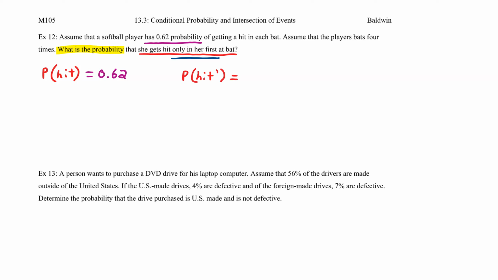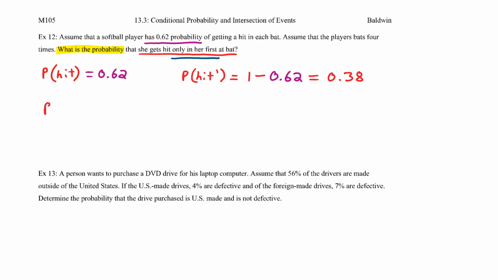And so if we remember, the probability of an event and the probability of the complement of the event always add up to equal 1. So we can use that. We do 1 minus the probability she hits the ball, and then that gives us the probability that she misses the ball, which would be 0.38.